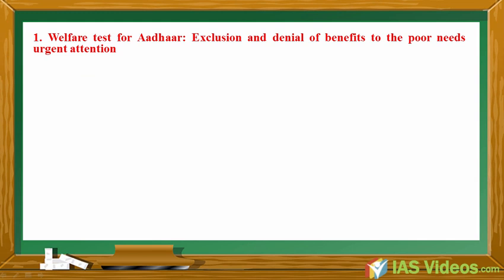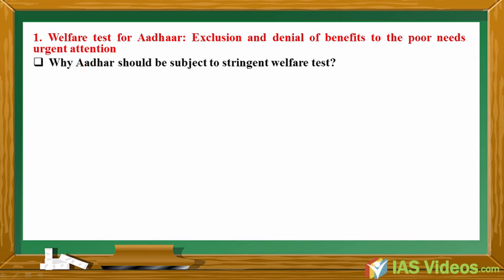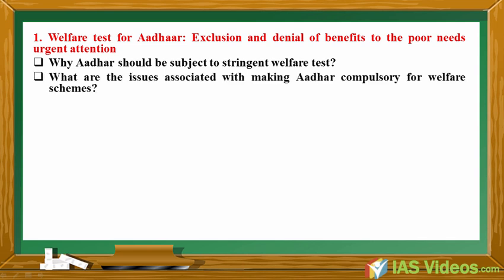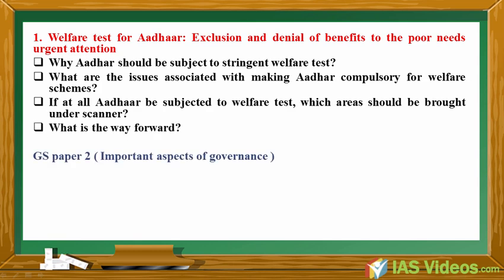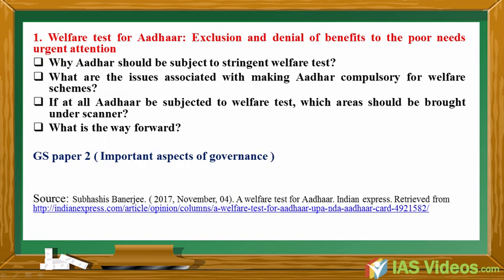Welfare test for Aadhaar: exclusion and denial of benefits to the poor needs urgent attention. Why should Aadhaar be subject to a stringent welfare test? What are the issues associated with making Aadhaar compulsory for welfare schemes? If at all Aadhaar is to be subjected to a welfare test, which areas should be brought under the scanner? What is the way forward? GS Paper 2, Important Aspects of Governance.